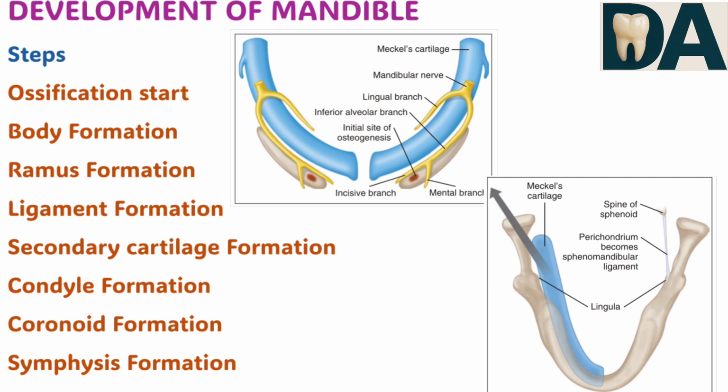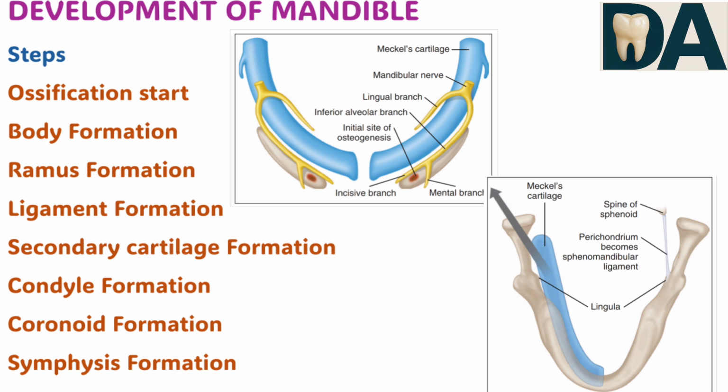Now go to the secondary cartilage formation. Why secondary cartilage formation? Body and ramus formation is complete, but the condyle, coronoid and symphysis are subject to ossification. That's why secondary cartilage formation starts. The growth of the mandible further takes place by the appearance of three secondary cartilages: condylar cartilage, coronoid cartilage and symphysial cartilage. These cartilages are developmentally and functionally different from Meckel's cartilage, which is a primary cartilage. Meckel's cartilage is primary cartilage, and condylar, coronoid and symphysial cartilages are secondary cartilages.